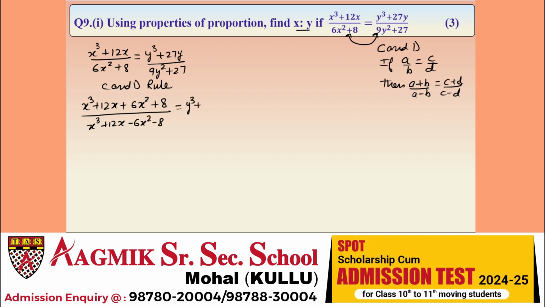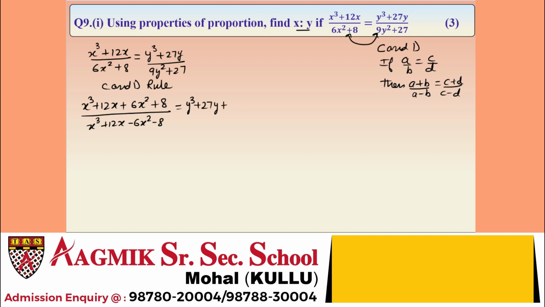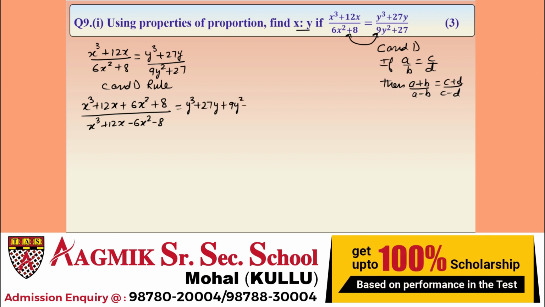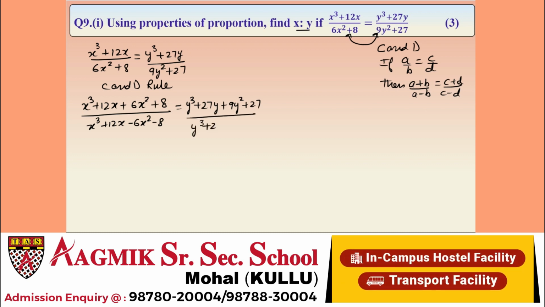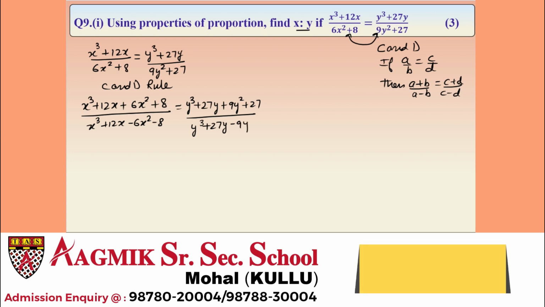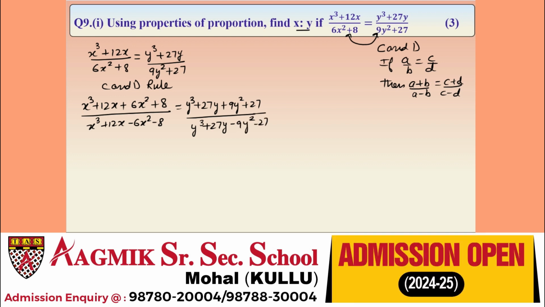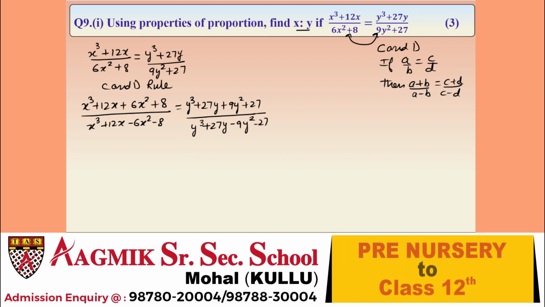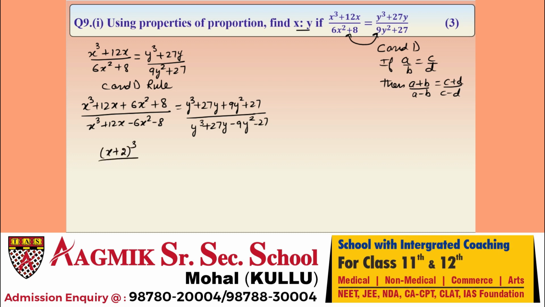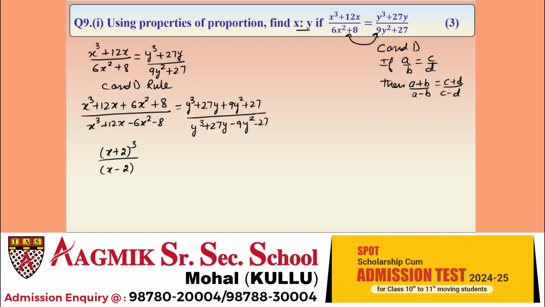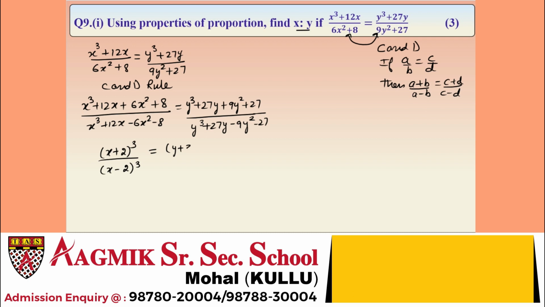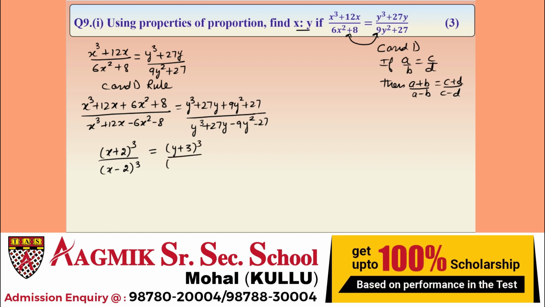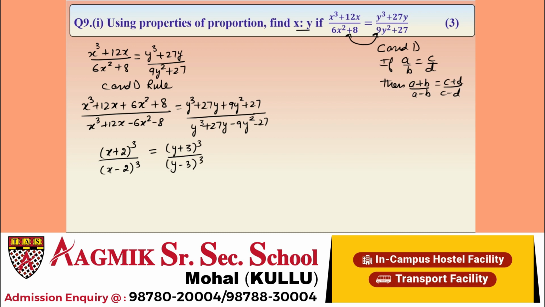Similarly on the right hand side, y cube plus 27y plus 9y square plus 27, and then y cube plus 27y minus 9y square minus 27। अब देखो ये जो न्यूमिरेटर है यहाँ पे लेफ्ट साइड पे, this is nothing but x plus 2 whole cube and denominator is x minus 2 whole cube. Similarly on the right hand side, numerator is y plus 3 whole cube and denominator is y minus 3 whole cube.